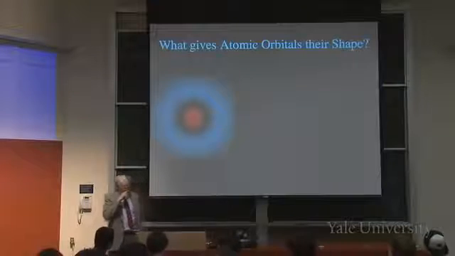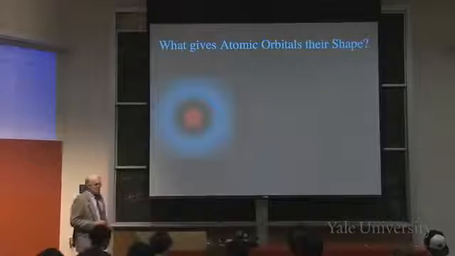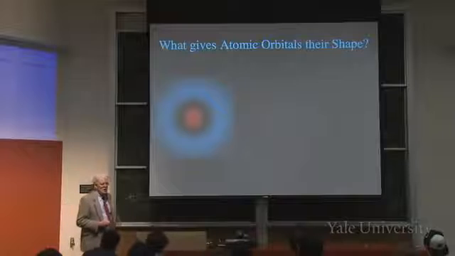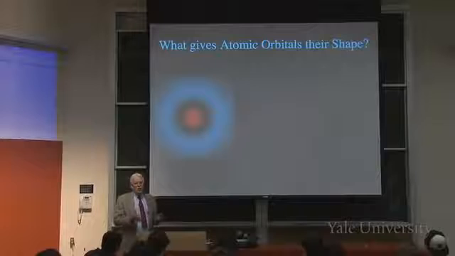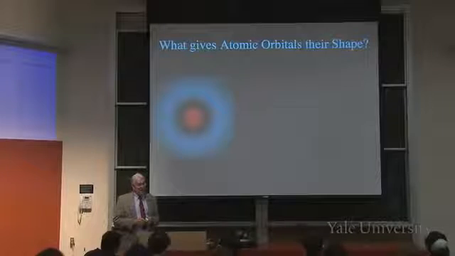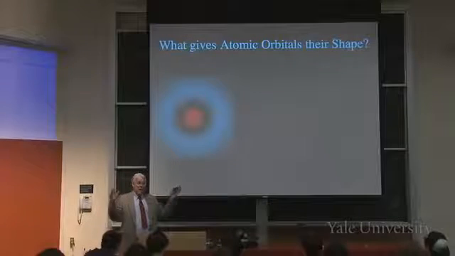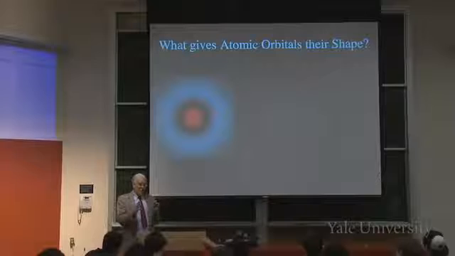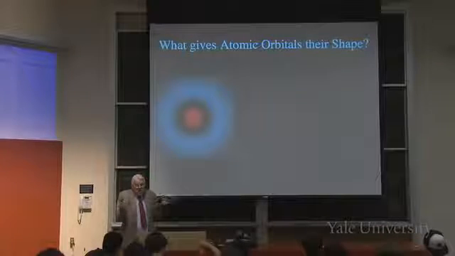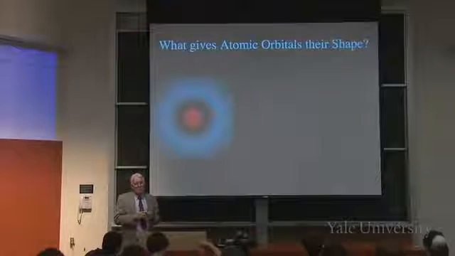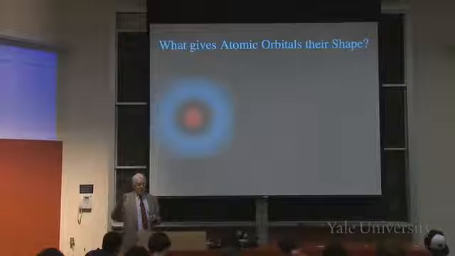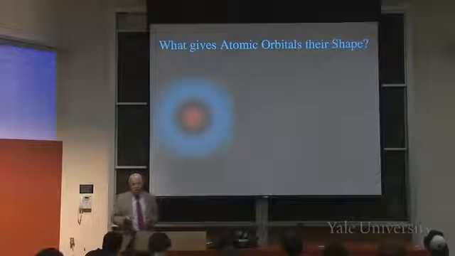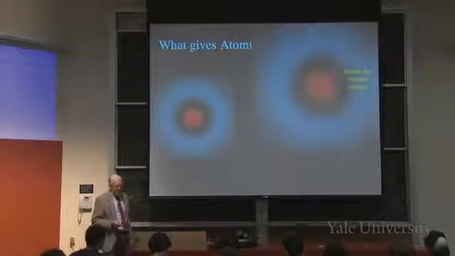Okay, now, what gives atomic orbitals their shape? Why does this particular orbital have a node, for example? We know Coulomb's law tends to attract the electrons to the nucleus. Why does it have a node and spread out? Because of kinetic energy, right? This curvature of wave functions that's required to solve Schrödinger. So it's kinetic energy that gives them their shape.